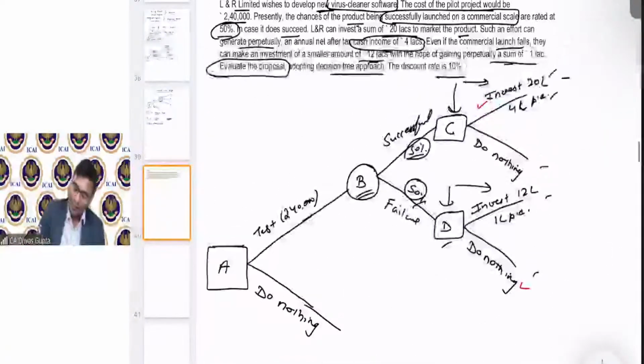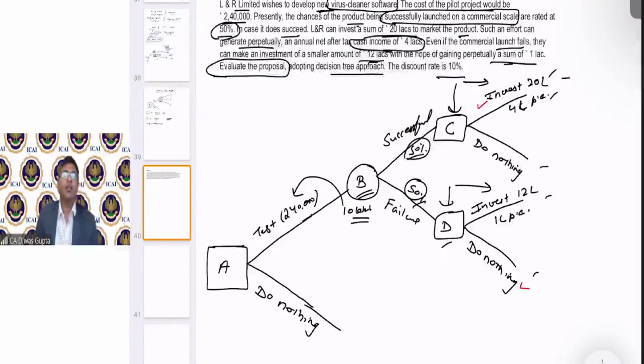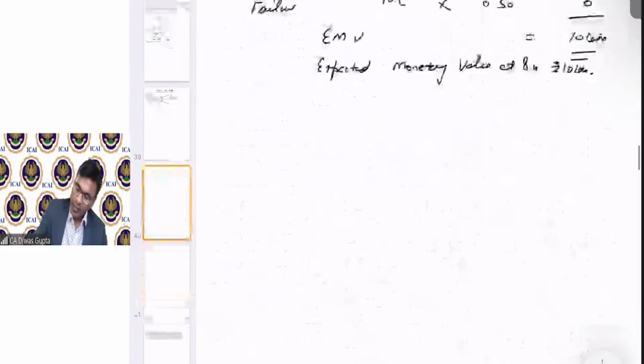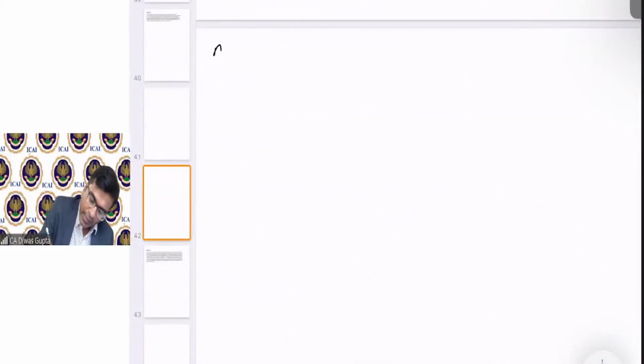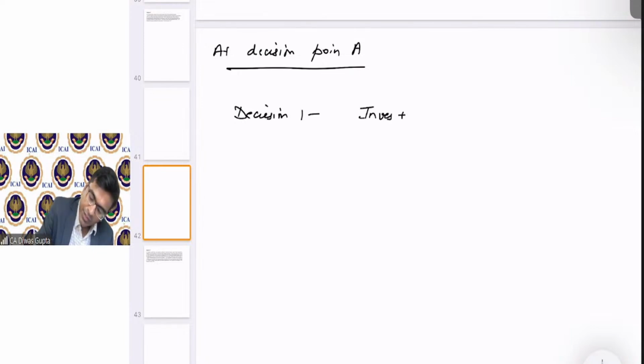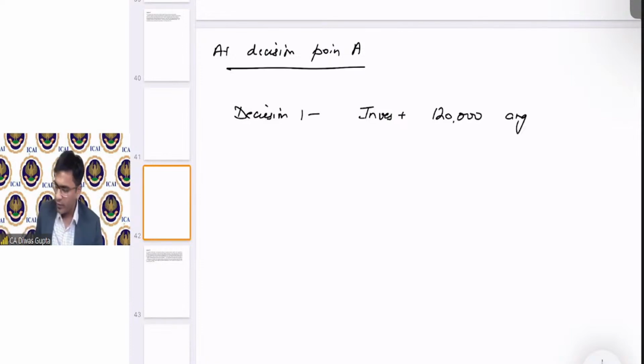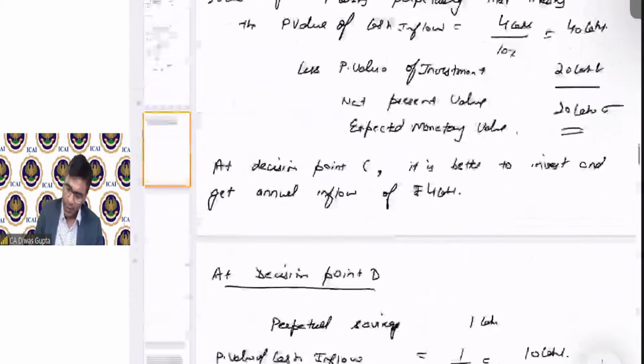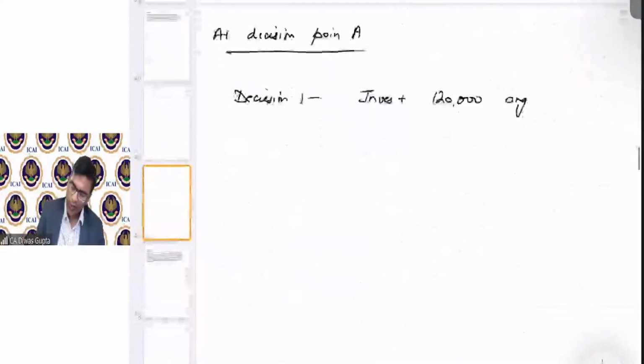now let's come to the decision point A. So we have come till here, right? Now this 10 lakh rupees will be compared with 2,40,000. Now let's plot what all decisions we can make at decision point A. We have two decisions. Decision one, invest 1,20,000. Sorry, what is the test amount? It's 2,40,000. Sorry, I mentioned here 120 or 240. 240 only, yes.